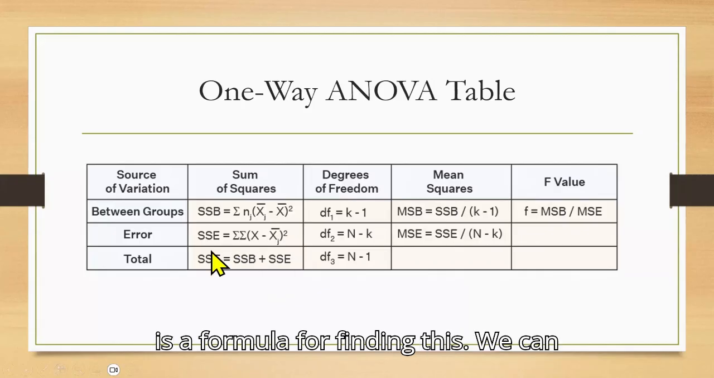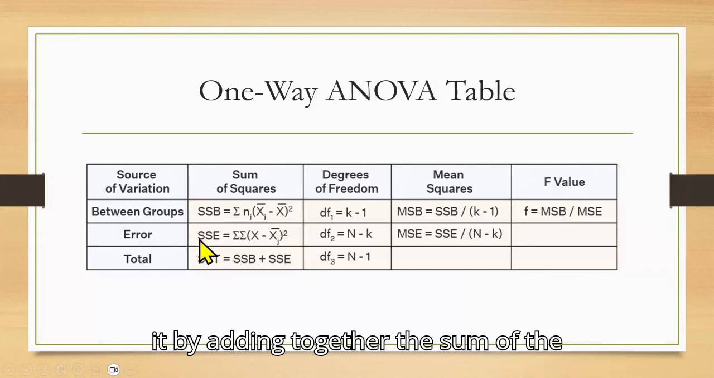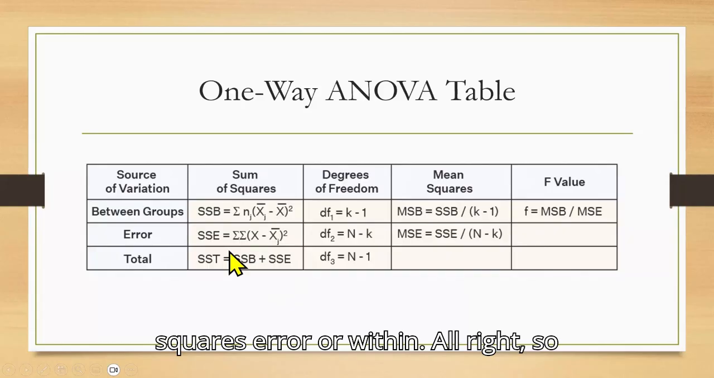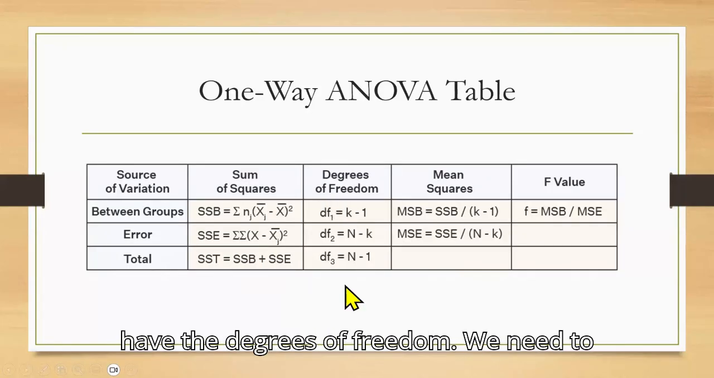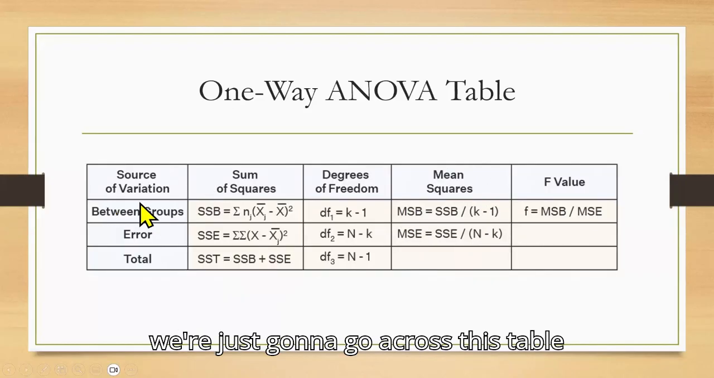All right, now there is a formula for finding this. We can find it individually, or we can find it by adding together the sum of the squares between and the sum of the squares error or within. All right, so once we have the sums of the squares, we have the degrees of freedom, we need to find the mean squares. All right, so we're just going to go across this table to do that.